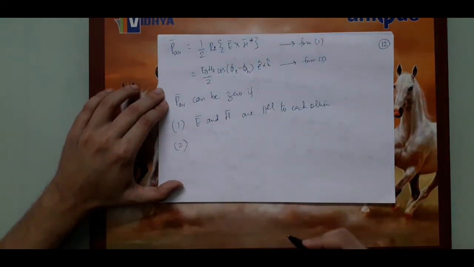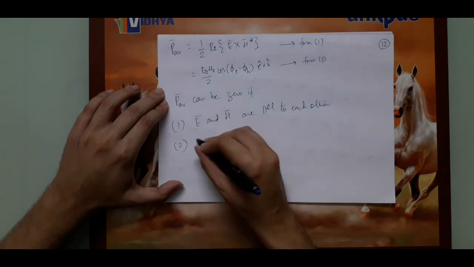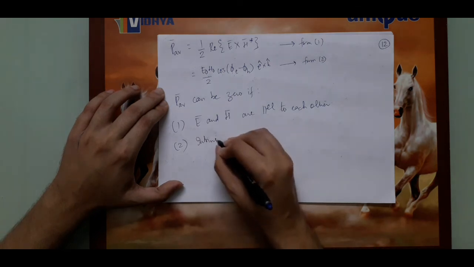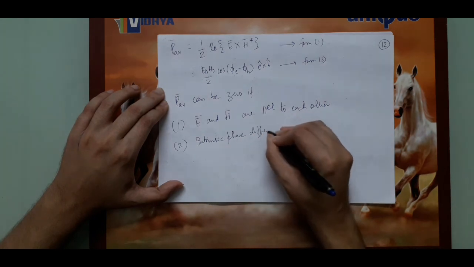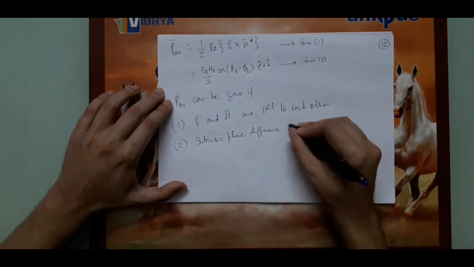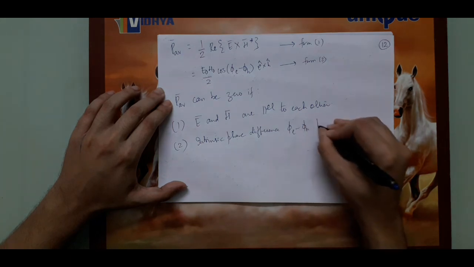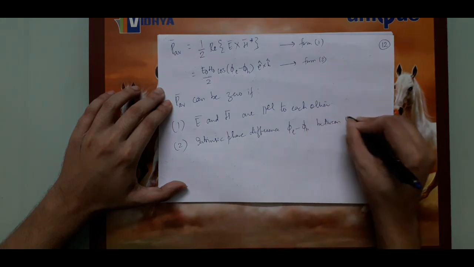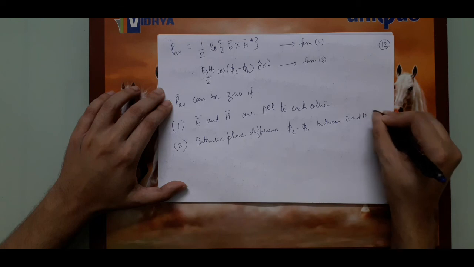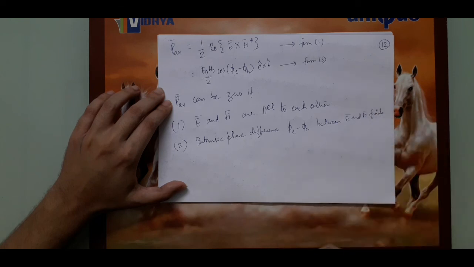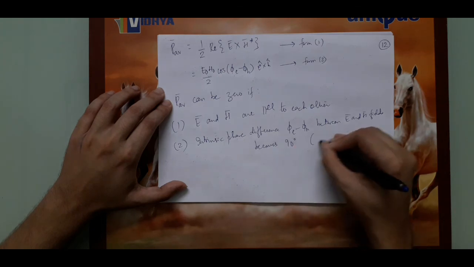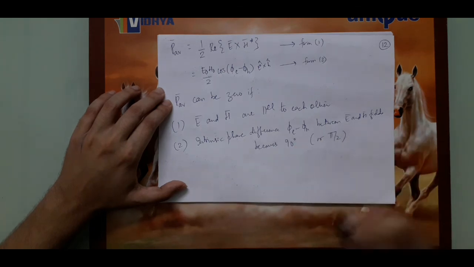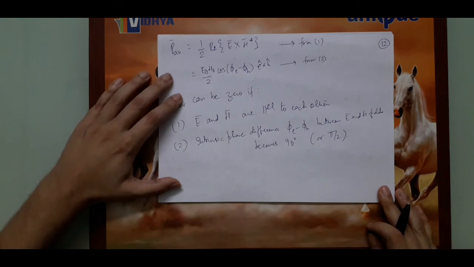Or the intrinsic phase difference, that is phi E minus phi H, between the E and H fields becomes 90 degrees or pi by 2. So these two things should never happen.